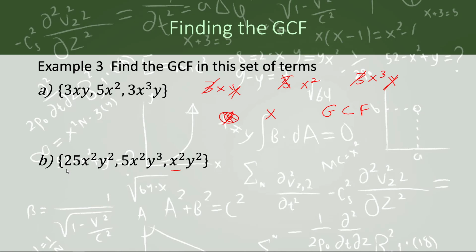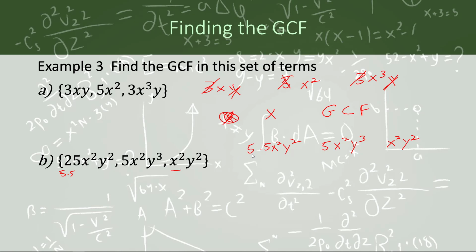The first step is, again, to write them in their prime factorizations. The only one that needs to be factored is the 25x squared y squared, and 25 can be written as 5 times 5, both of which are prime numbers. So we will have 5 times 5 times x squared y squared. Over here, 5 is already a prime number, so that's just 5x squared y cubed. And over here we have x squared y squared.